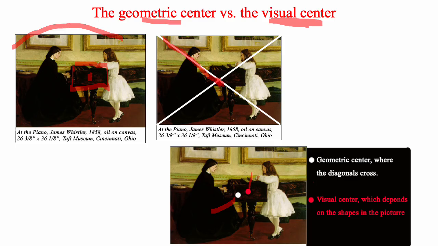And the visual center depends on the shapes in the picture. And it usually is not in the geometric center. That means it usually is not where the diagonals cross.